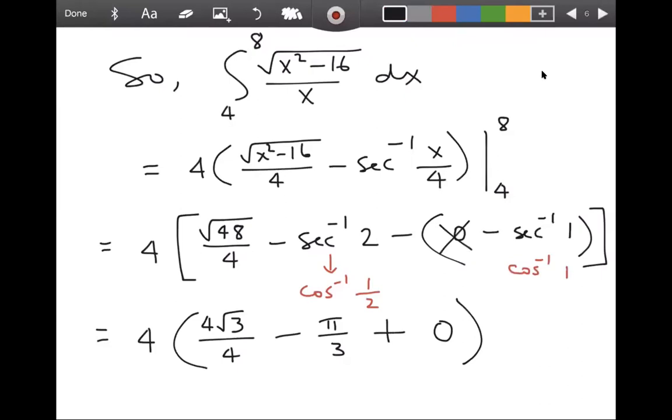Let's see, how should we write this? Well, we could get rid of these 4s, but then we're going to pick up the 4 that's outside. So I would probably write it as 4 root 3 minus 4 pi over 3. That's so much fun. I love it. All right, example number 3, or letter C, I should say.